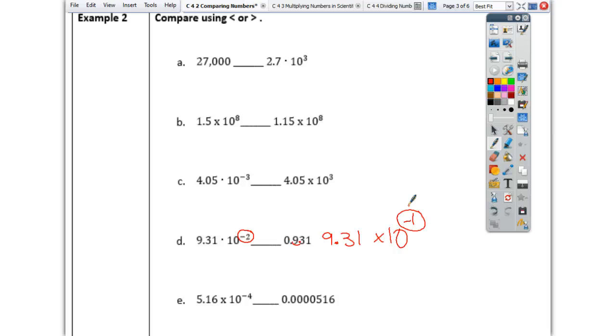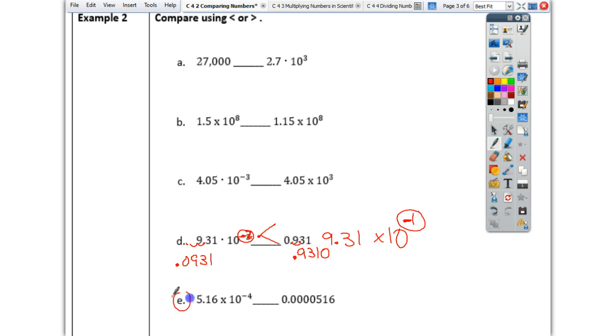We know negatives are smaller, but which one is smaller? The -2 or the -1? The -2 is smaller, so it is less than. Because let's look, if we left this one as 0.931, and say we change this one, 1, 2, we'd have 0.931. So we'd have 931 10,000s, and here we'd have 9,310 10,000s. So this one is way bigger.